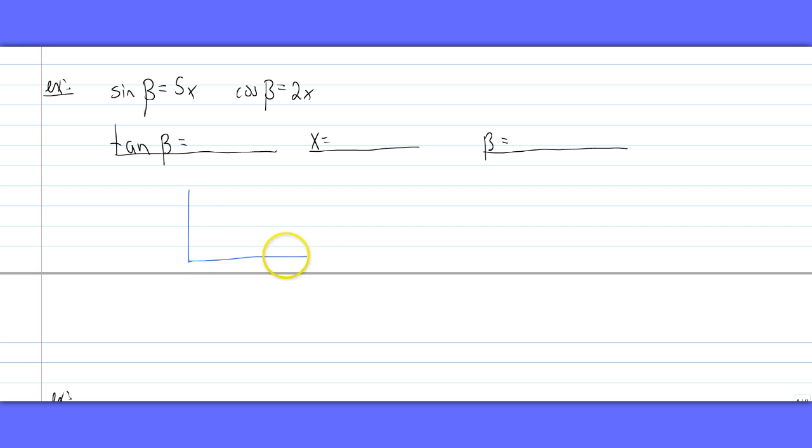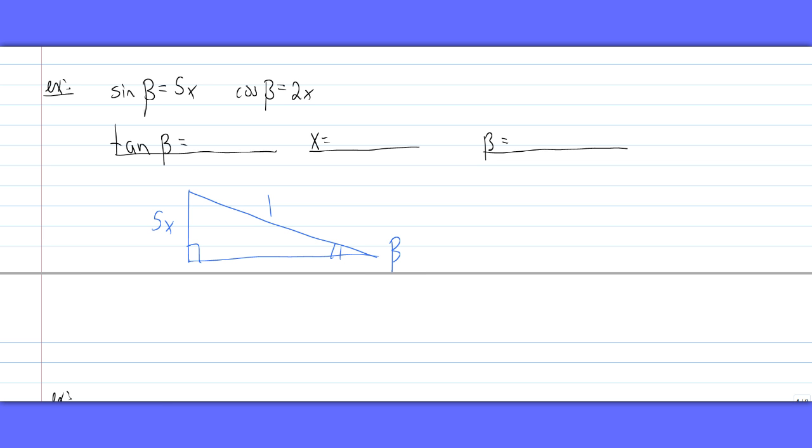So that gives us a right triangle that is going to look something kind of like this. We'll put beta in this lower right-hand corner. And the sine of that angle is 5x. That means the opposite over hypotenuse is in the ratio of 5x to 1. So the opposite is 5x. The hypotenuse would be 1. That makes it so that the sine of beta is equal to 5x.